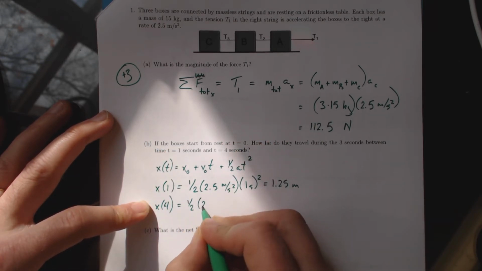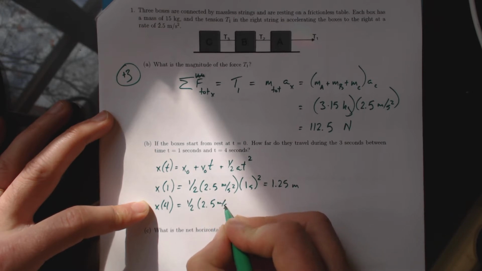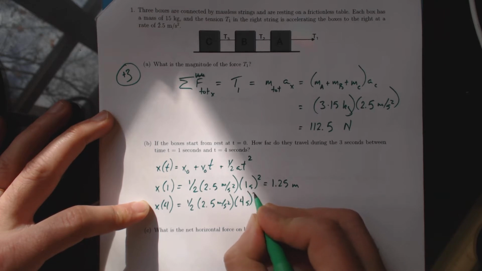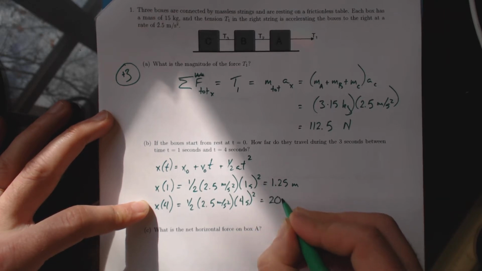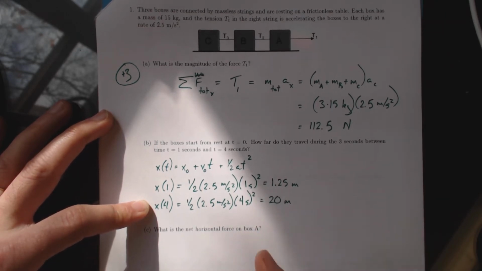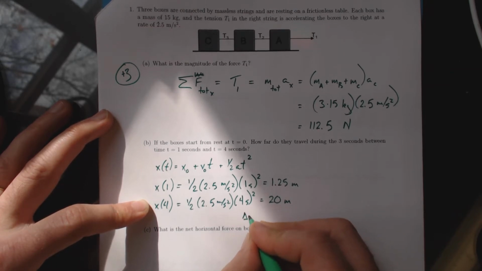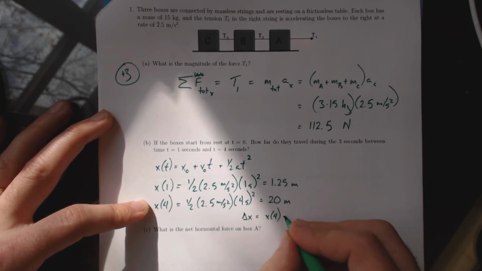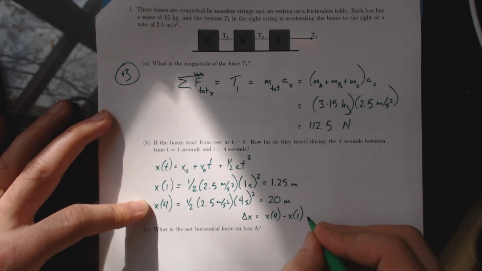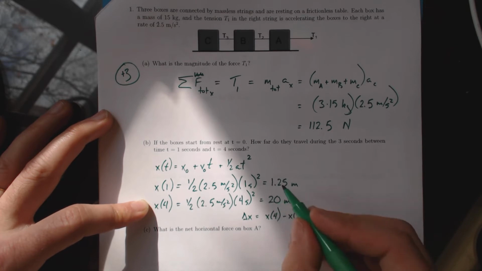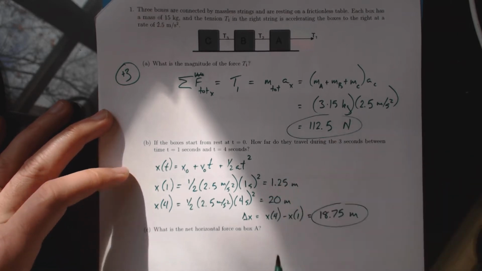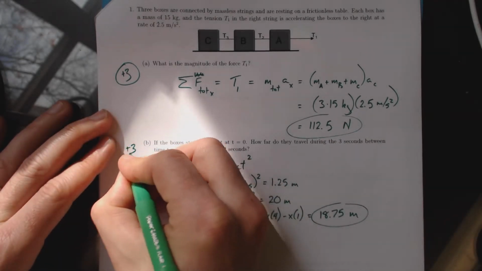So 1/2 times 2.5 meters per second squared times 4 seconds squared. Now it's at 20 meters. And the difference between them, delta x, is the position at x4 minus the position after 1 second. And that's equal to 20 minus 1.25, so it's 18.75 meters. So that was worth another 3 points.